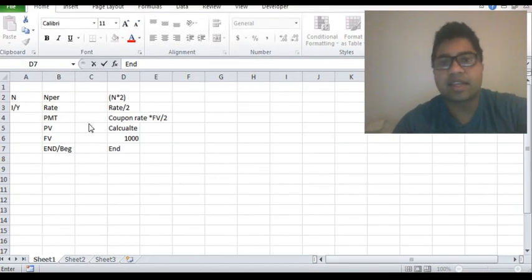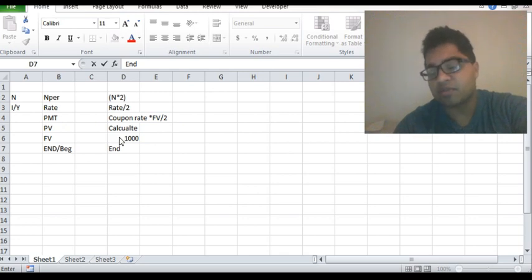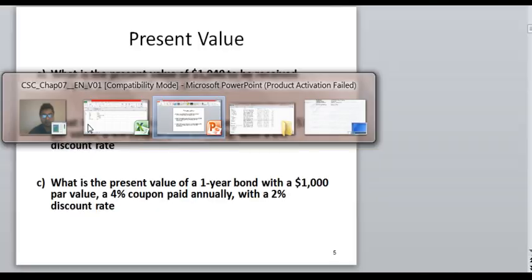Okay, so once again, whenever you're calculating questions about bonds, whatever n is given should be multiplied by 2 unless the bond is annual. Rate divided by 2. For PMT, you find out by coupon rate multiplied by future value divided by 2. PV you have to calculate. Face value or par value is given. Signs are important. PMT and face value should have the same signs, and by default bond calculations are done in the end mode.